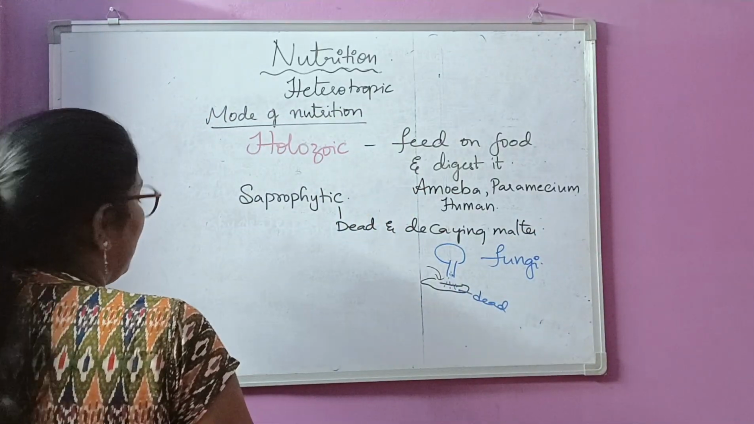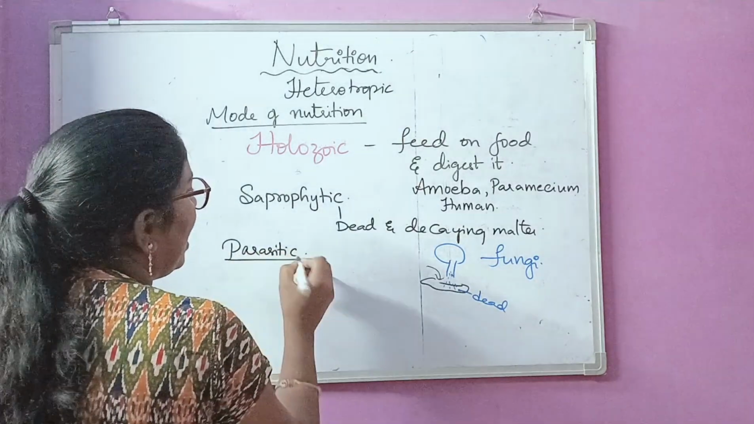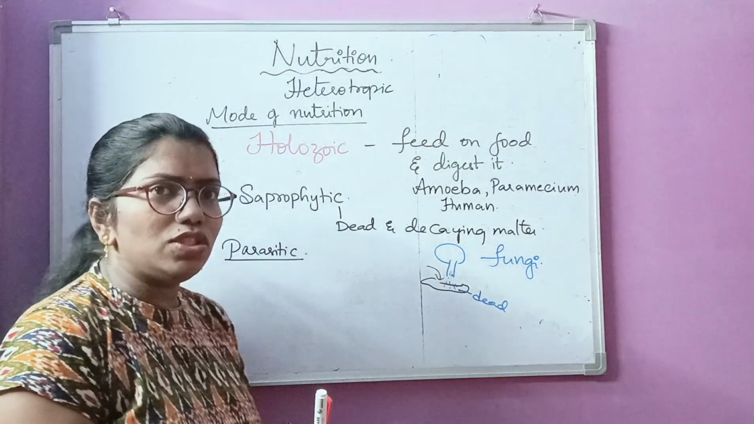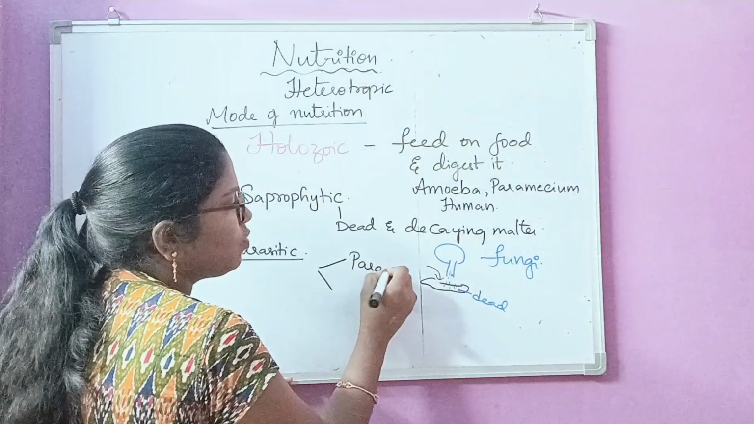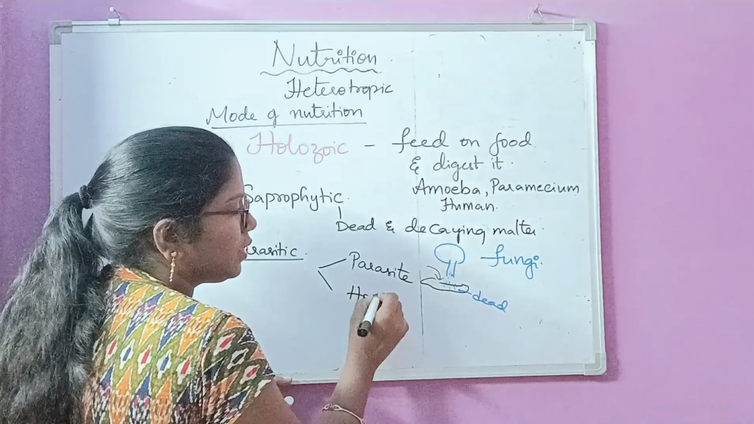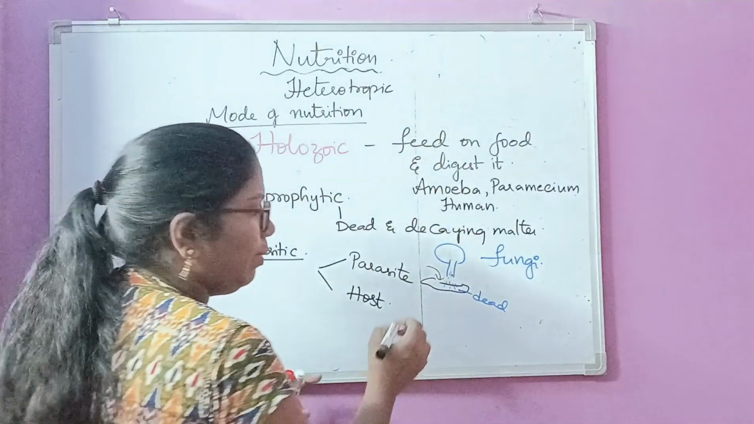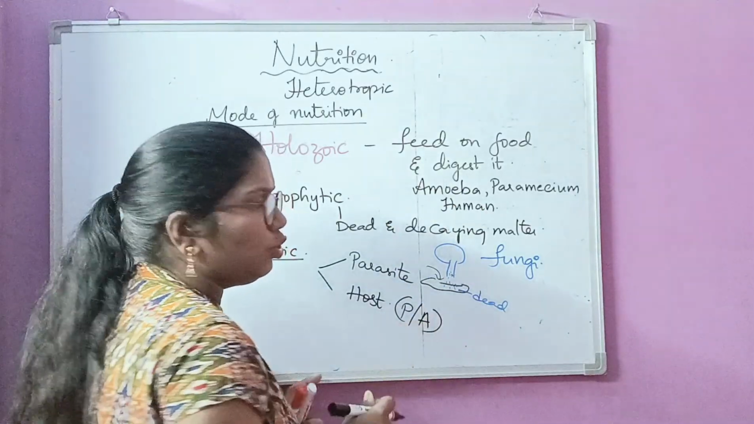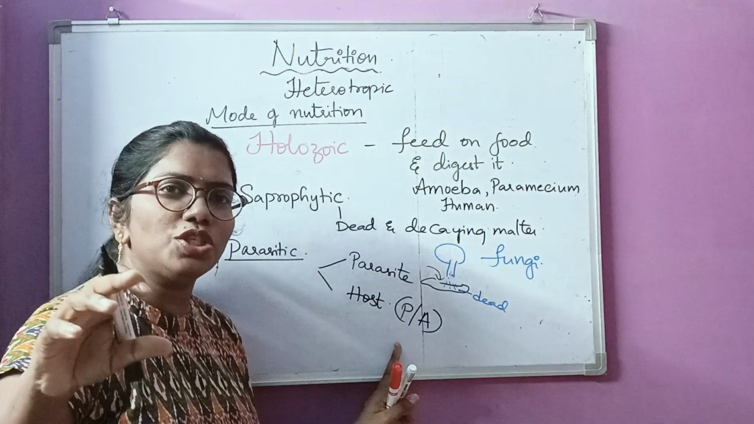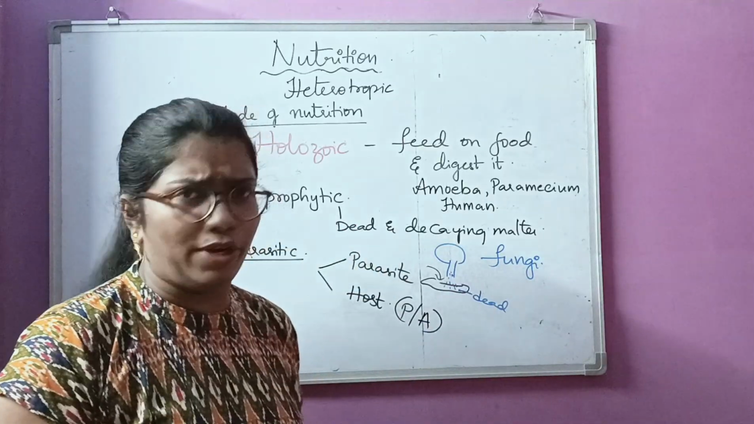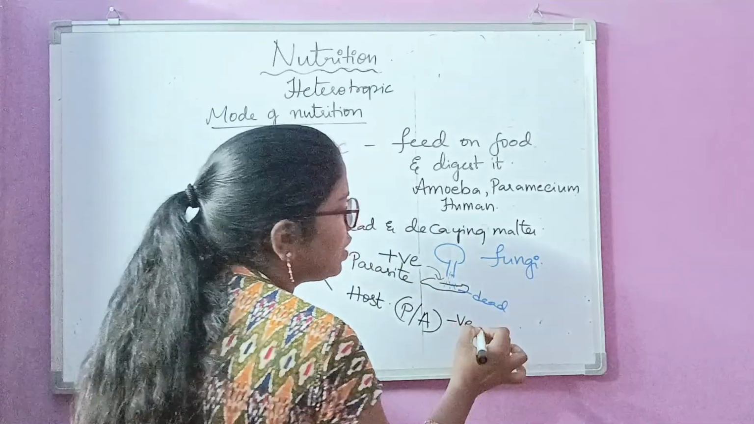The next one is parasitic nutrition. It is a type of nutrition that involves two organisms. One is the parasite and the other one is a host. A parasite is going to attack a host. A host could be an animal or a plant. The parasite acts on the host body and gets nourishment from it. Here the parasite is benefited whereas the host is affected.